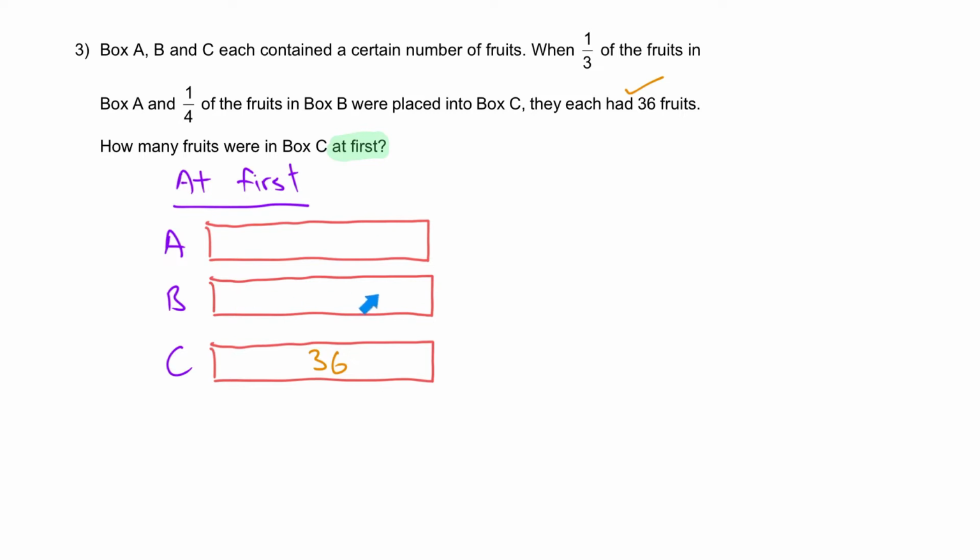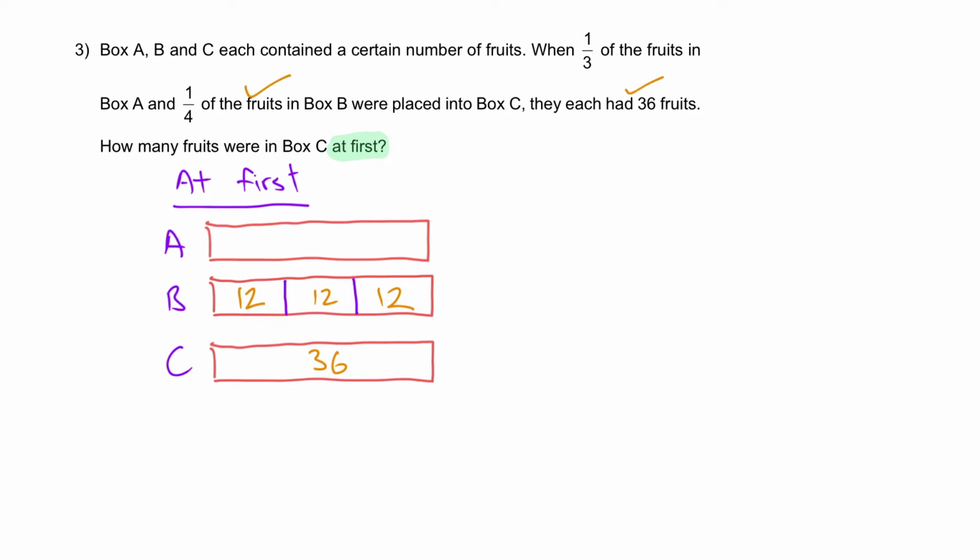Moving back, what happens to B? A quarter of the fruits in B were transferred to C. So after giving away a quarter of the fruits in B, you should be left with 3/4. Hence, let's draw 3/4. This is the 3/4 that remains. A quarter of this went down. But we know that this whole thing is 36, so in actual fact, each unit is 12. 12, 12, 12. Alright, so we are done with B.